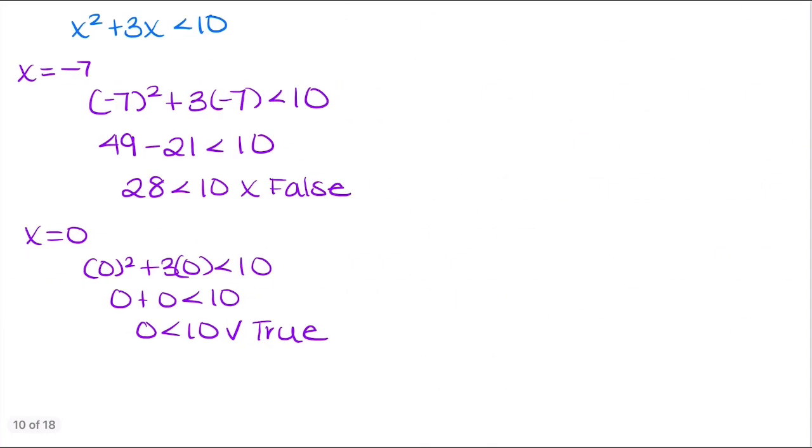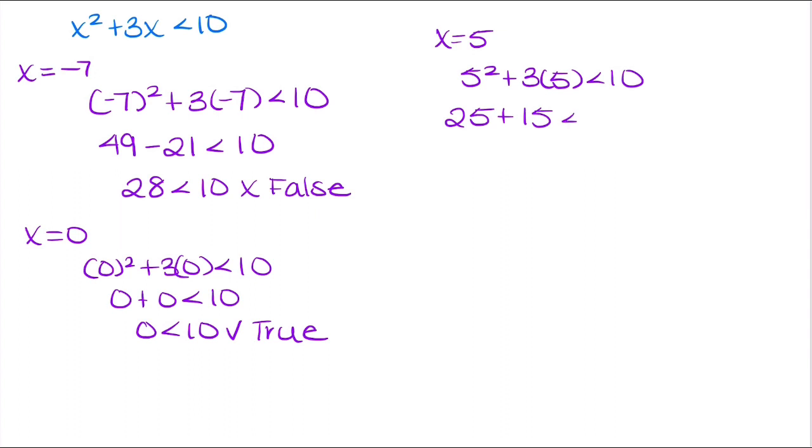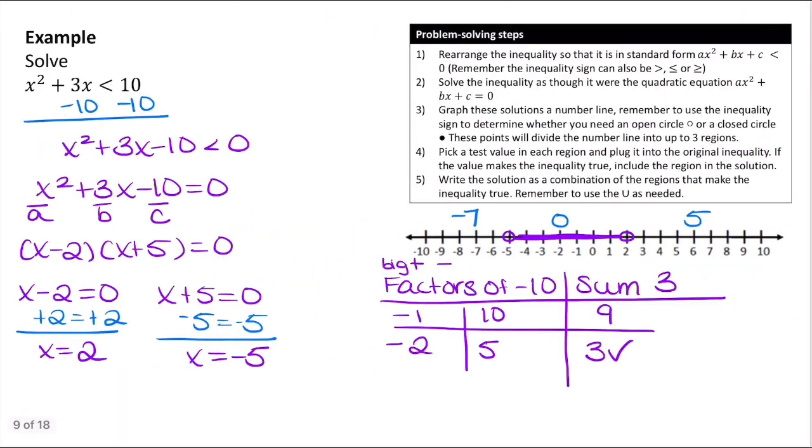And now let's try the final test point, which is x equals 5. So that gives us 5 squared plus 3 times 5 is less than 10. 5 squared is 25 plus 3 times 5, that's 15. 25 plus 15 is 40, so we have 40 is less than 10, which is false. Okay, so we're not going to include that region. So the only region that's going to be included in our solution is this right here between -5 and 2.